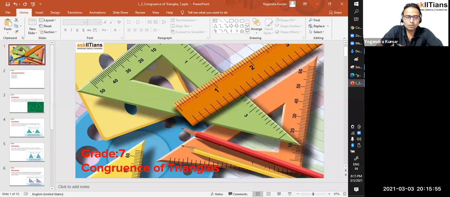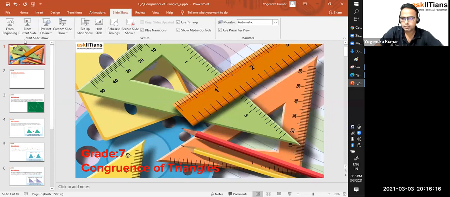We are going to see what the criteria of congruency are. The basic meaning of this is, on what basis can we say that two triangles will be congruent? Let me do the working here and show you. Okay guys, let's get started.